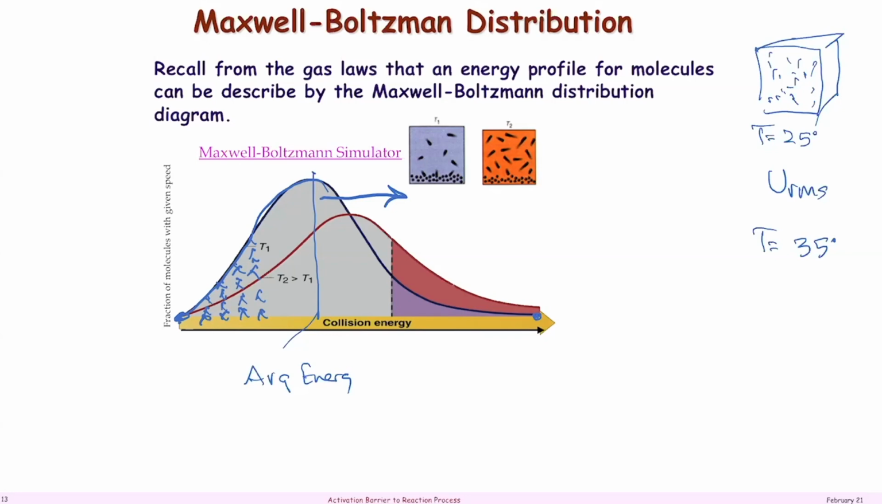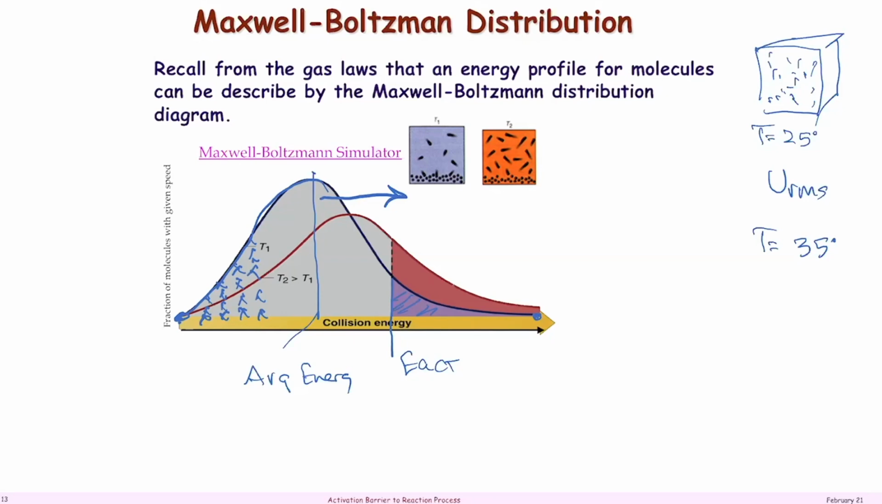Okay. But notice that some of them will have energy that surpasses this line, which I will call E act. And this population in purple are the chemicals that surpass that E act. What happens when I raise the temperature? When I raise the temperature, that curve shifts to the right. That is, more of the population are going to have higher energy. Why? Because we increase the temperature. We put in some energy in there. Okay, so they're moving faster.